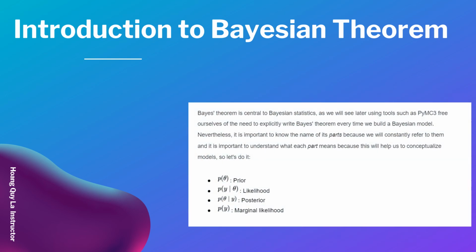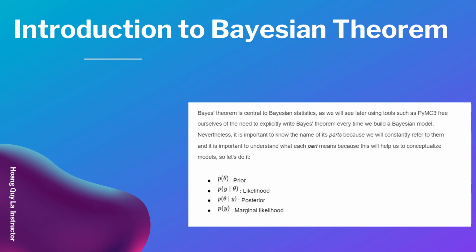So Bayes' theorem is essential to Bayesian statistics, and we will see later that using tools such as PyMC3 frees us of the need to explicitly write Bayes' theorem every time we build a Bayesian model. Nevertheless, it's important to know the name of each part because we will constantly refer to them, and it is important to understand what each part means because this will help us to conceptualize the model.